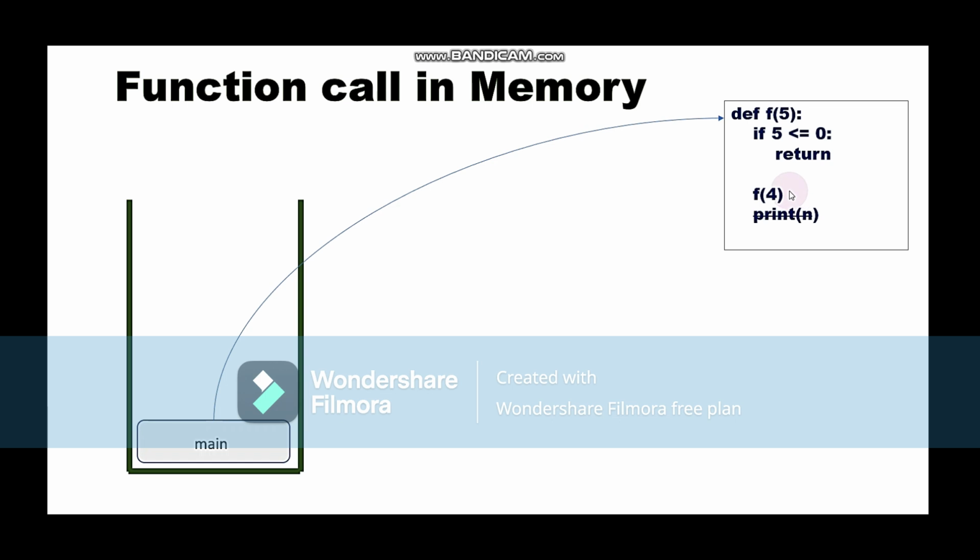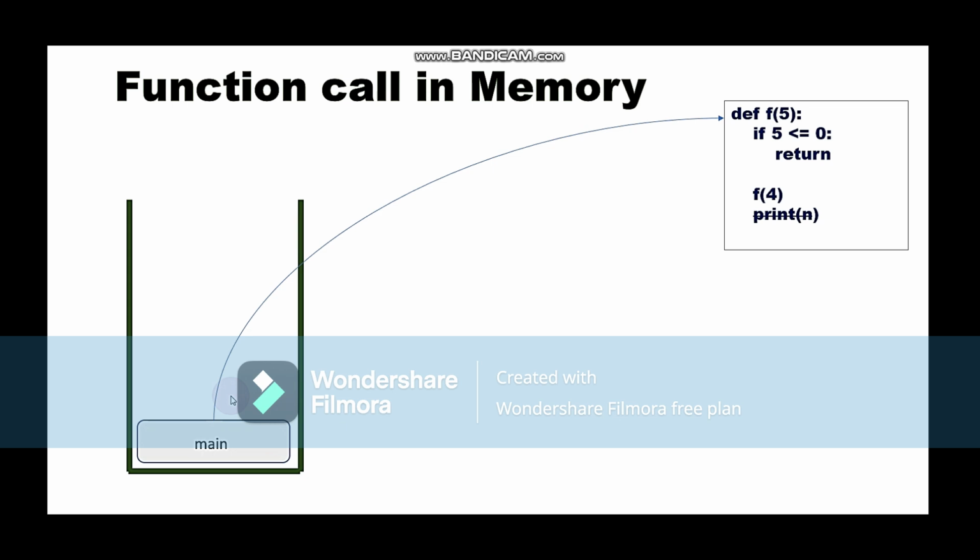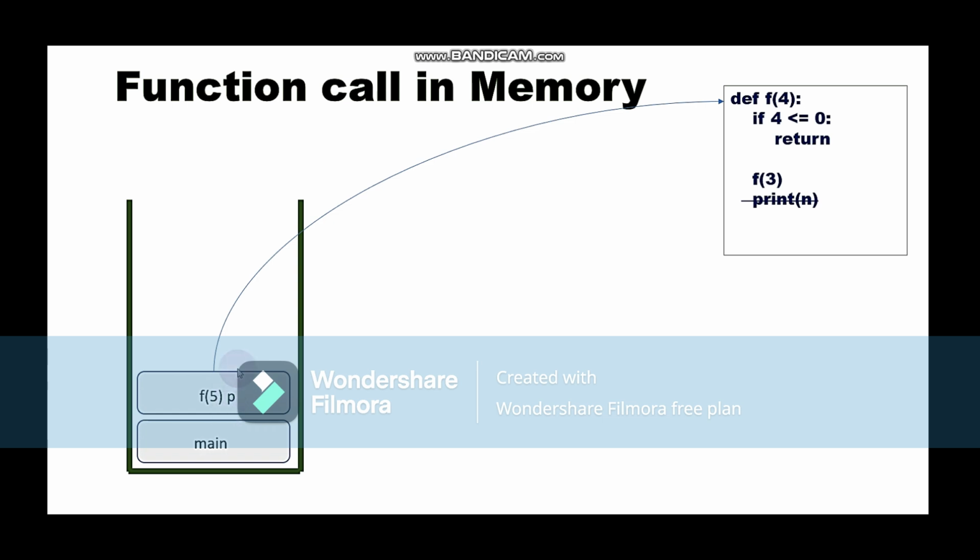Until f of 4 will return something, f of 5 will be waiting in stack. See, f of 5 will be waiting in stack, and it even knows it has to perform some task associated with this. Here f of 5 has to perform the print statement, but before going to the print statement, it is calling the function f of 4. So I am writing this p in front of f of 5.